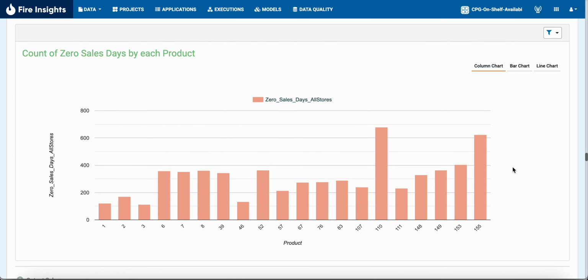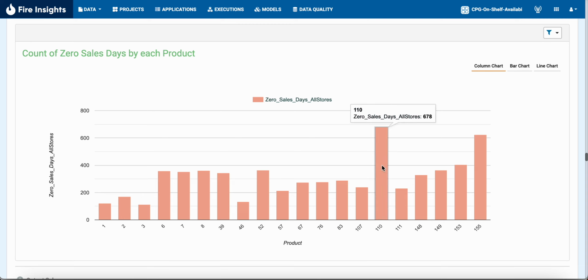Next, we have the 0 sale days, but instead of by store, by product. Here we have combined all of the stores, and we have taken the product numbers and the number of 0 sale days in each and aggregated them for this visualization.